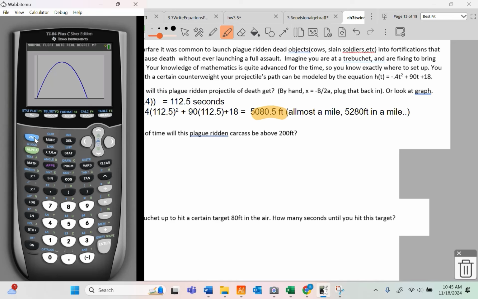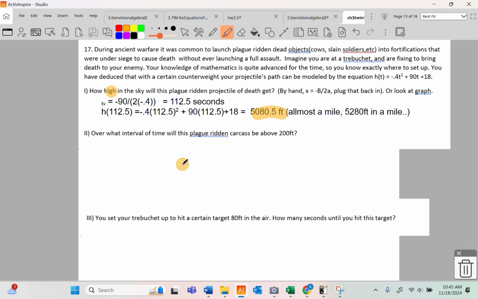And then you can do your second trace 4 for maximum. You get left, you press the enter key. You get right, you press the enter key because it's talking about right boundary. And then you press enter again. And there you go, 112.5. Notice the calculator's rounding, but 5,080.5.